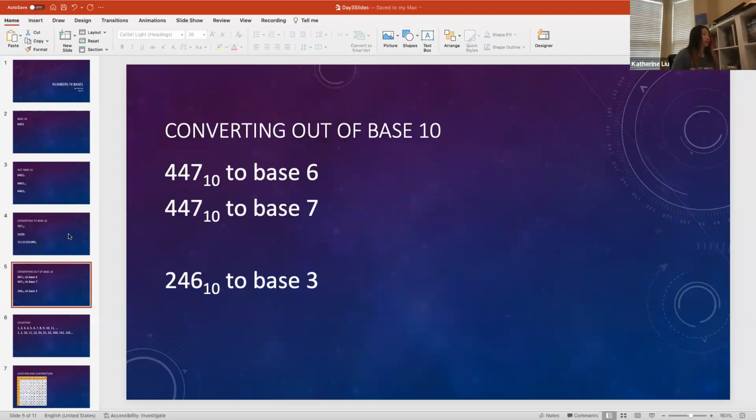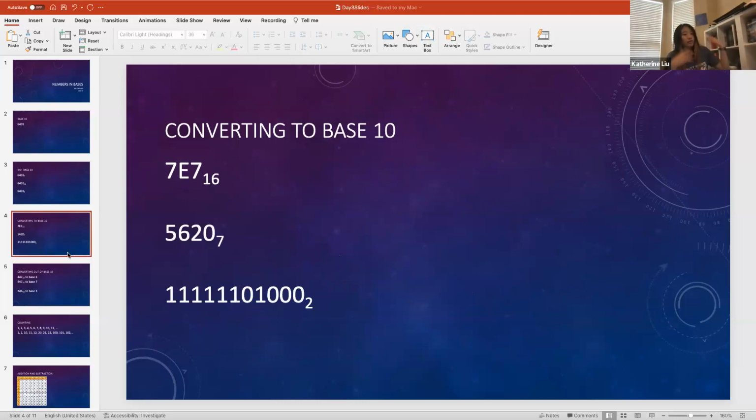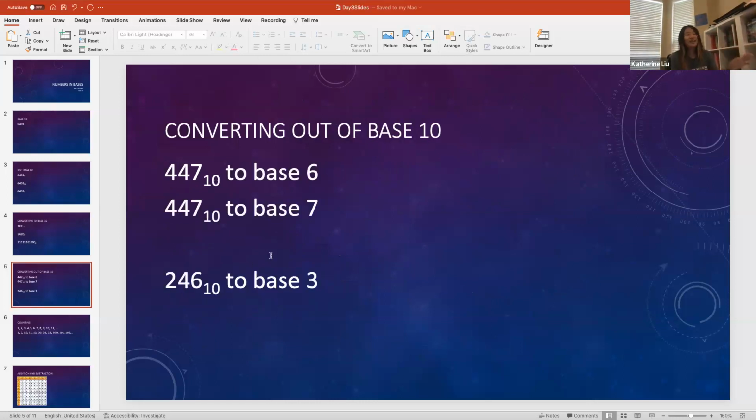So now that we know how to transform things into base 10, obviously we want to undo that because we realize that base 6 or something is so much cooler. So now we're going to learn how to transform out of those bases. And it's really just going to be a lot of long division. So we have 447, and we're gonna divide by 6 because we're trying to convert to base 6.